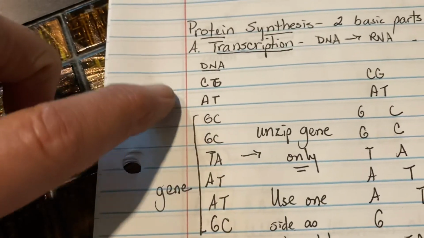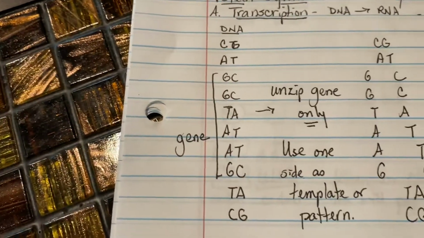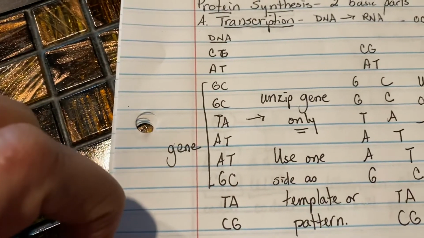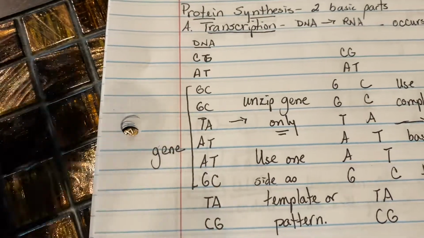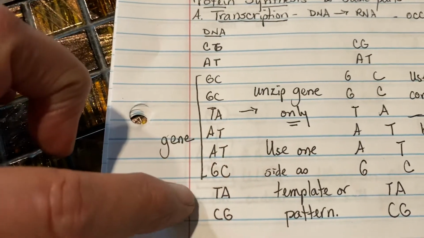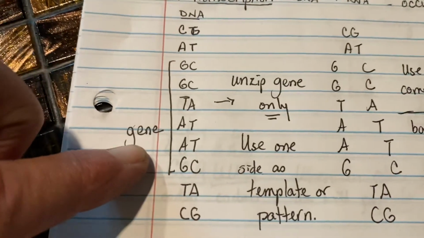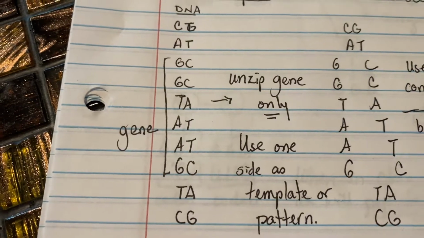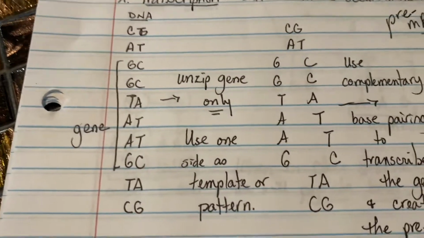You can see that it is formed as you would expect by complementary base pairing. But notice that in this particular process, unlike DNA replication, we're not going to use the entire DNA strand. We're only going to use a portion of it that we refer to as a gene. So we're only going to unzip the gene, not the whole strand of DNA, and we're going to use one side as a template or a pattern.